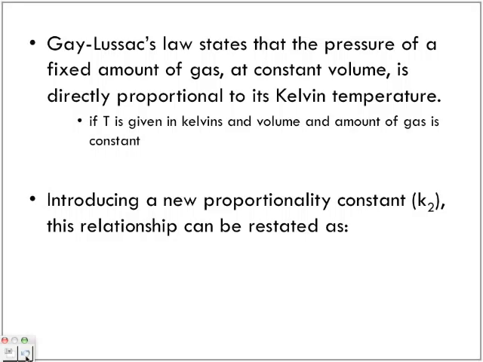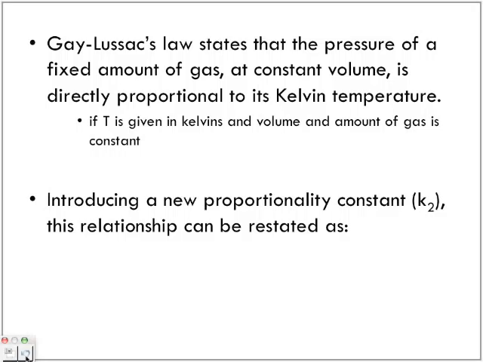Gay-Lussac's law states that the pressure of a fixed amount of gas at a constant volume is directly proportional to its Kelvin temperature. So notice now what we're referring to. We're referring to pressure. We're looking at constant volume, because the volume is whatever the volume is of the container, and being proportional to the temperature that is in Kelvin. So temperature is given in Kelvins, and volume and the amount of gas are constant.